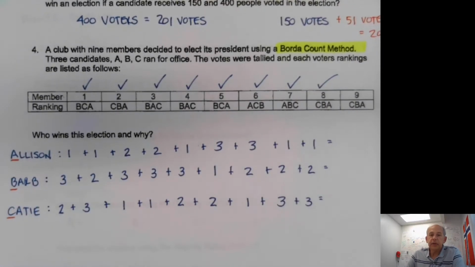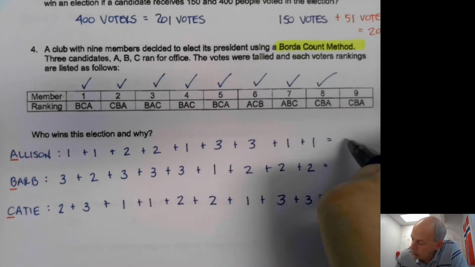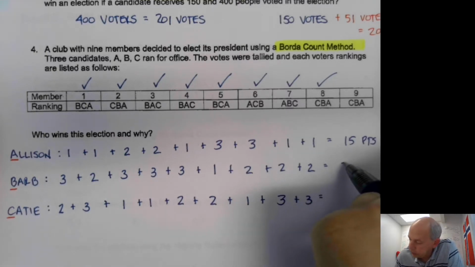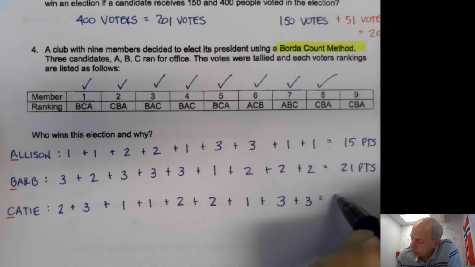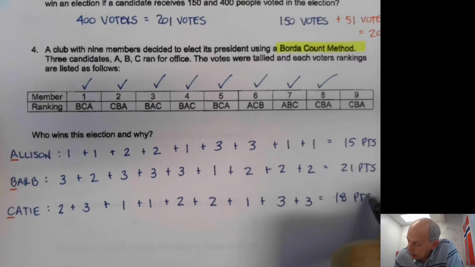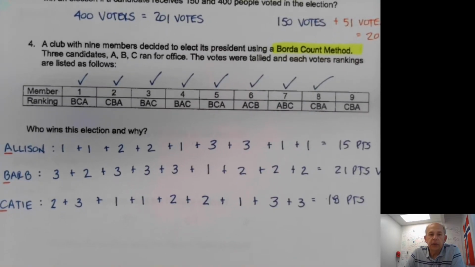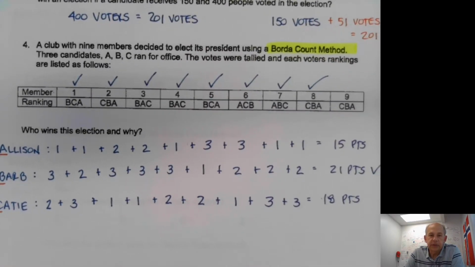And all you have to do is add up the points to see who wins. Allison, 15 points. Barbara, 21 points. Katie, 18 points. Barbara wins. Barbara got the most number of points. So there is how you do reading a chart like that and assigning points based on the rankings.